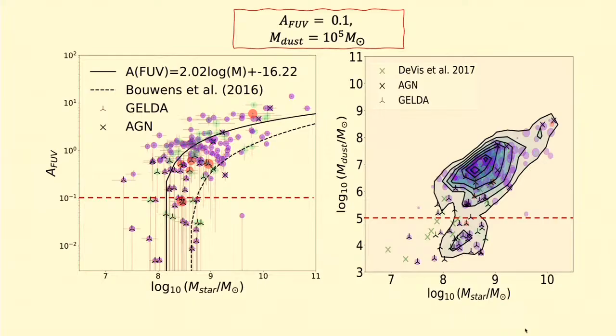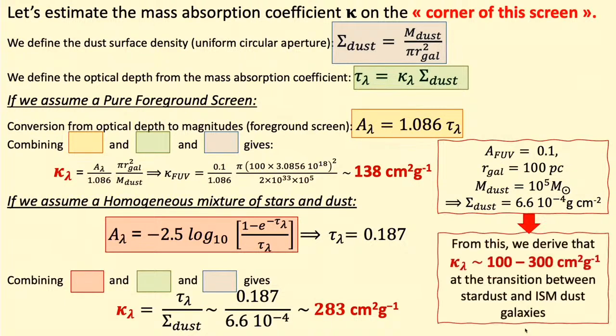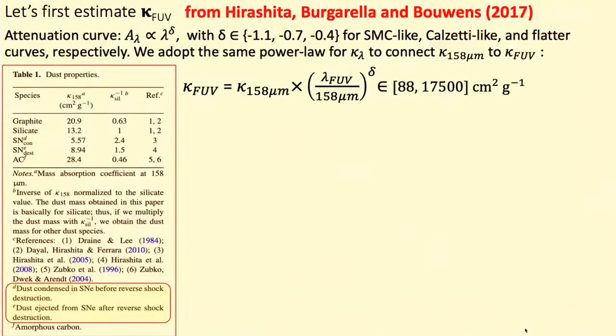And you can apply this for a given range. Let's say here, A_FUV 0.1, dust mass 10 to the fifth. Let's see what we get if you apply these values. Doing this with a galaxy of 100 parsec or 200 parsec, you get kappa values which are in this range, about 100, 200, maybe 300. And this is very different from what Andrea assumes.